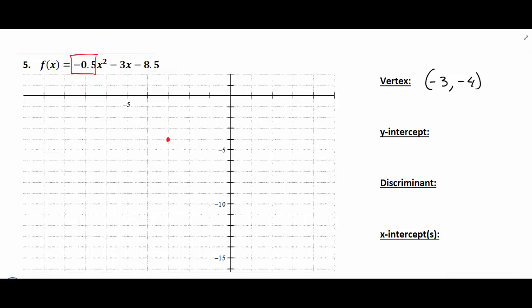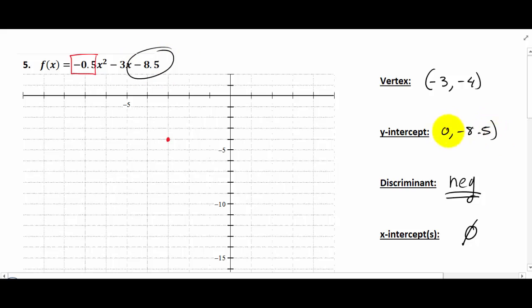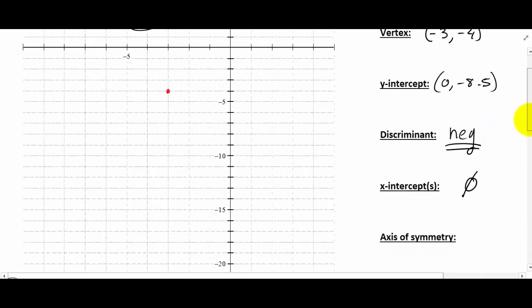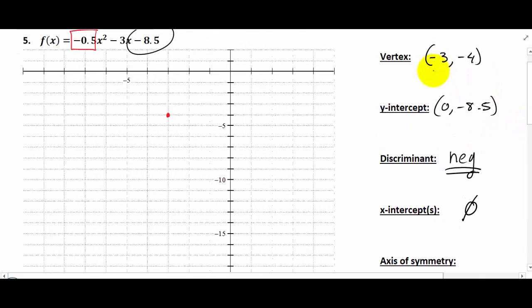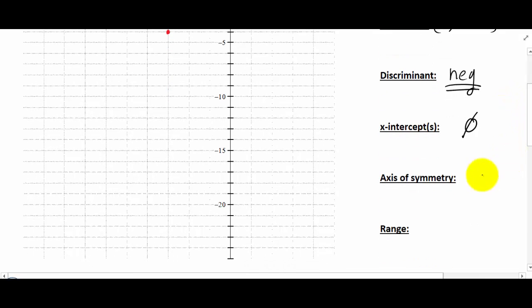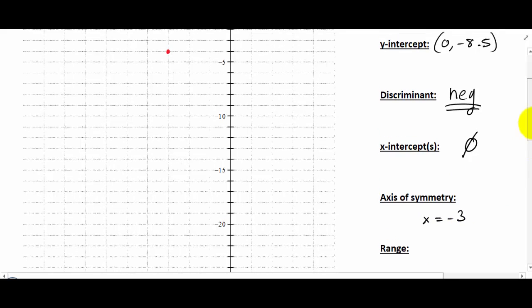Okay, so we can answer a lot of things here. X-intercept, you're not going to have any. If the vertex is right here and you're concave down, you're not going to have any x-intercept. Discriminant, well, I'm not going to compute it. I know it's going to be negative, right? It is negative. Y-intercept, right there. So it is 0, negative 8.5. All right. Let me look at my axis of symmetry. So it's right here. X equals negative 3. And the range, the parabola opens down.